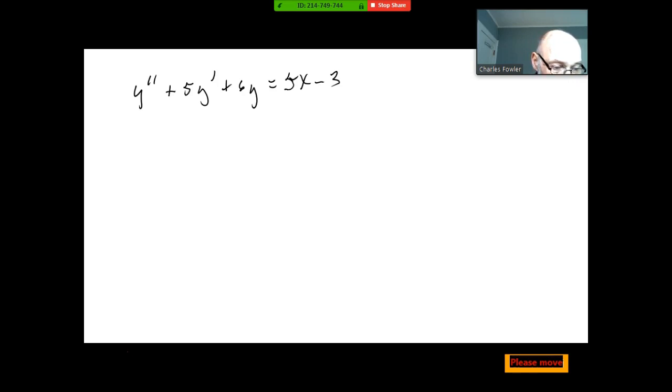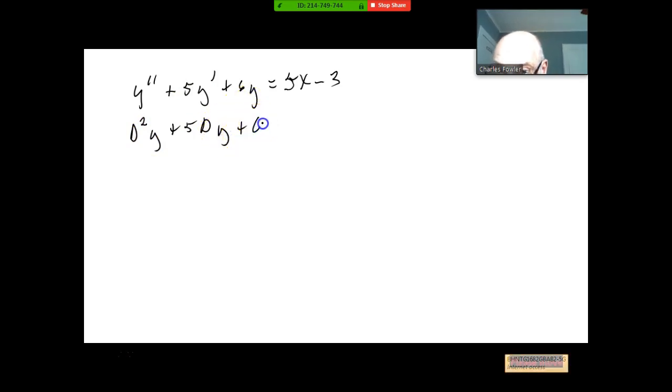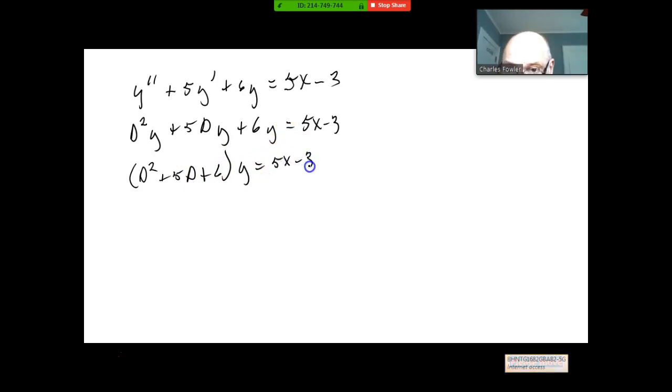So, if you wanted to write this in the capital D notation, the second derivative means D squared y, plus 5Dy, plus 6y is equal to 5x minus 3. Okay? Now, you could pull the y's out if you wanted to, and that would give you D squared plus 5D plus 6 times y is equal to 5x minus 3.